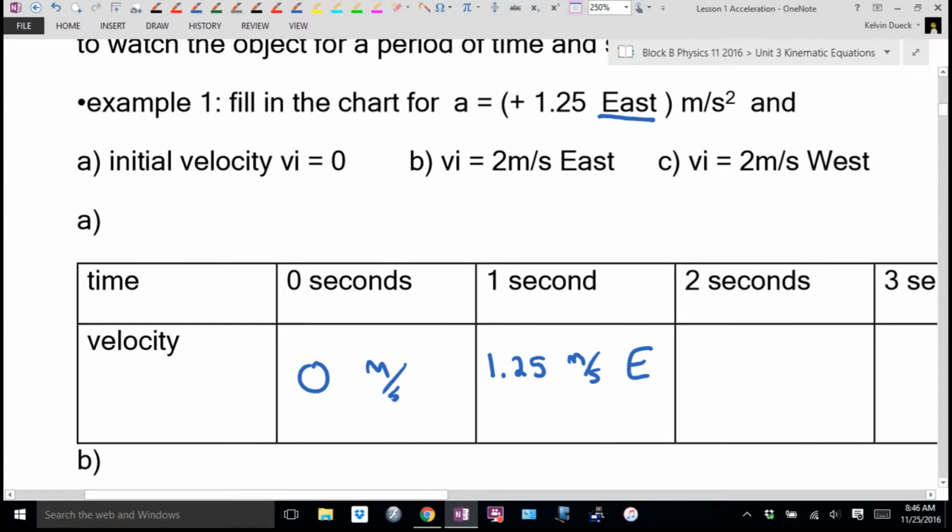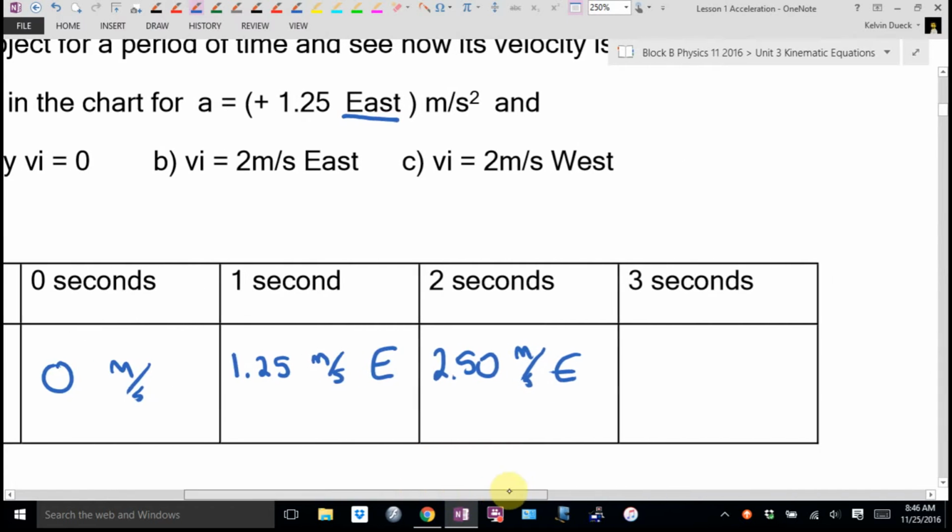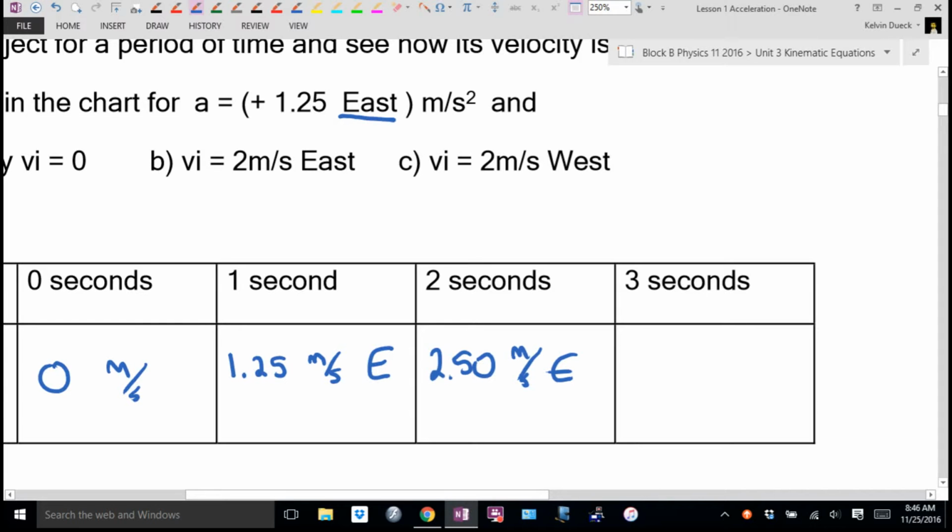How fast will we be going? If our speed changes by 1.25 meters per second every second, how fast will we be going after 2 seconds? Think you can do it in your head? Yeah. 2.5. You have to even add a 0 there and go to 3 sig figs consistently. Meters per second east. What about after 3 seconds? How fast will we be going? 3.75 meters per second east. What about after 19 seconds?